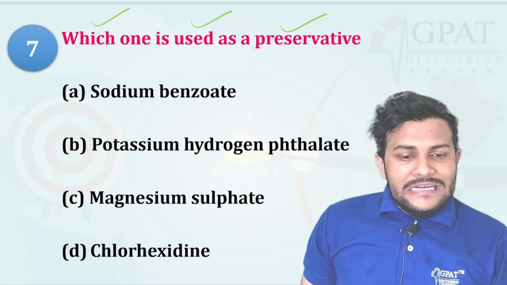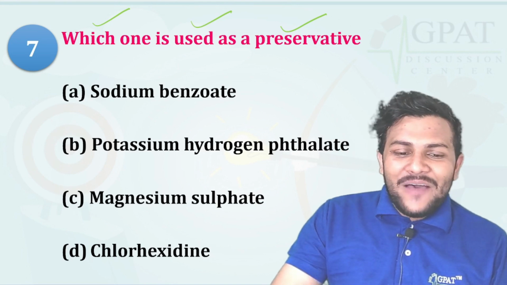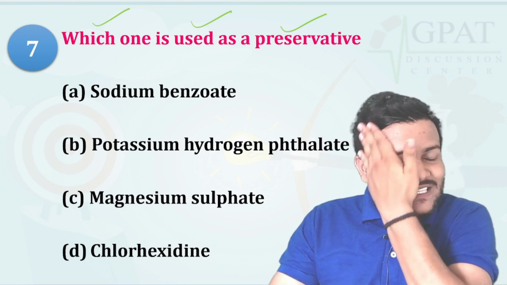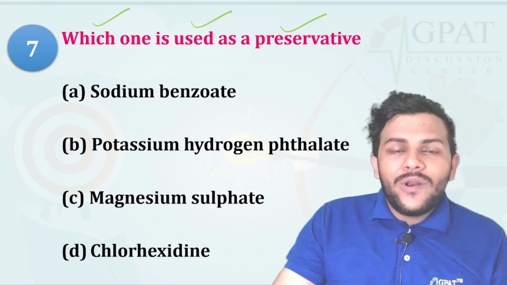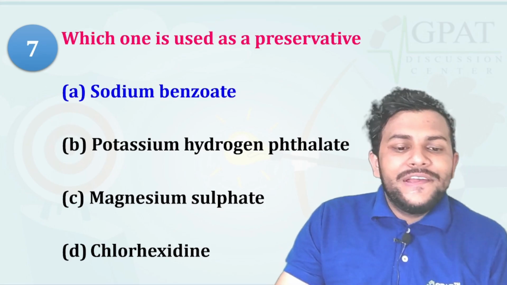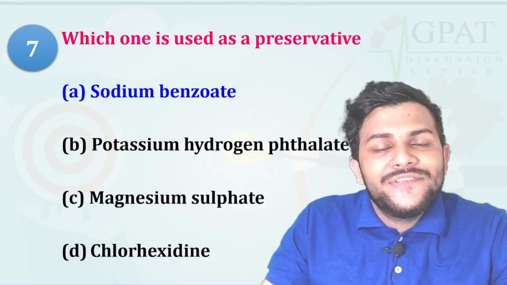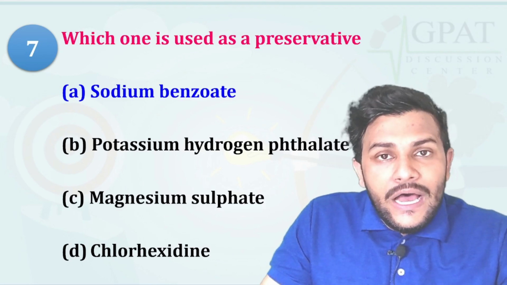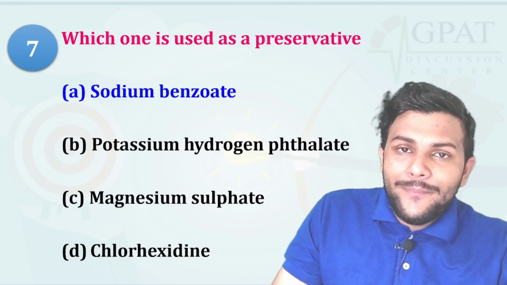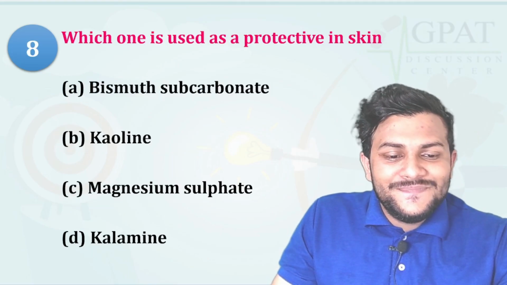So we can identify preservatives like sodium benzoate, potassium hydrogen phthalate, magnesium sulfate, which is also known as Epsom salt, and chlorhexidine, which acts as a disinfecting agent. Sodium benzoate is mostly used as a preservative, like benzalkonium chloride in ophthalmic solutions. Sodium benzoate is also used in emulsion formulations and suspension formulations.